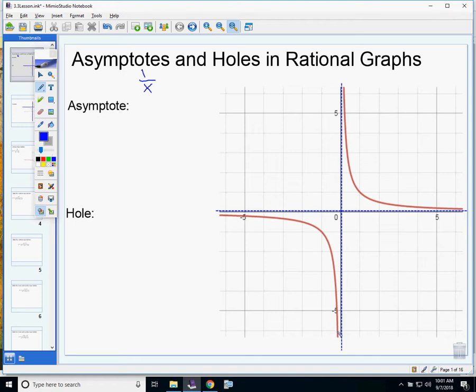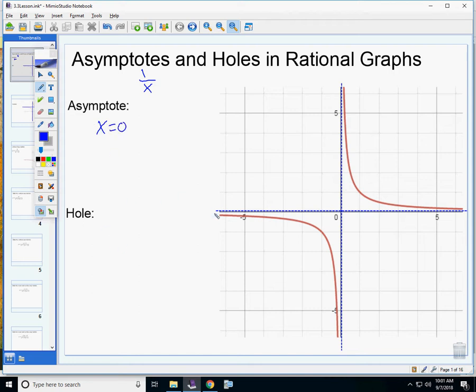So for example, right here we have this where x equals 0. Our function can never be a 0 on the bottom here, otherwise it's undefined. And so this part right here, this up and down line where x equals 0 is undefined, we call that an asymptote.